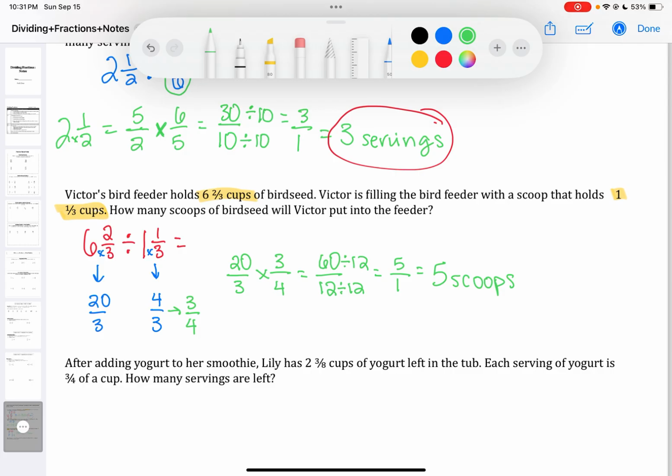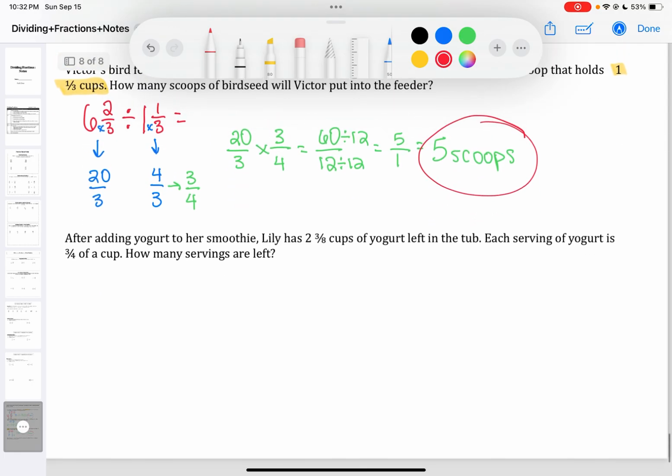There we go. Sorry, I froze. All right, our last question. After adding yogurt to her smoothie, Lily has 2 3/8 cups of yogurt left in the tub. Each serving of yogurt is 3/4 of a cup. How many servings are left? I apologize, guys. I've been making these videos all day. I'm like all over the place.